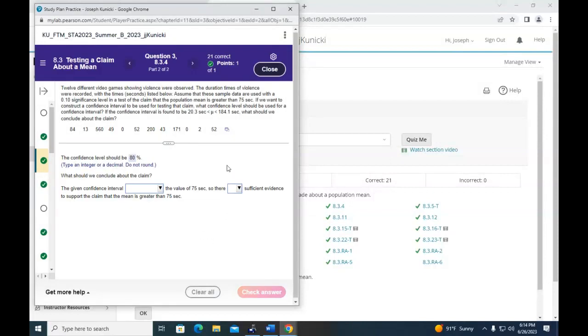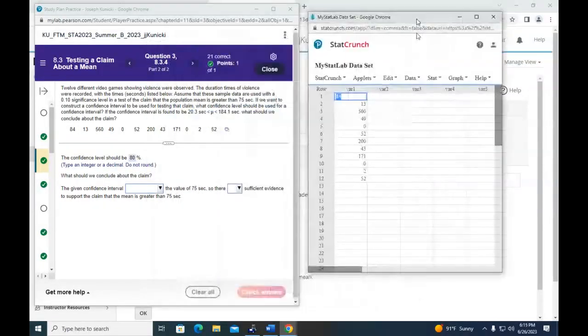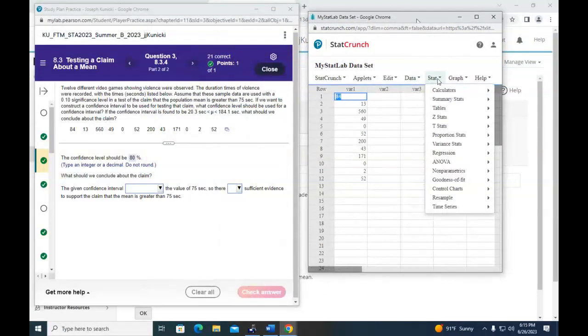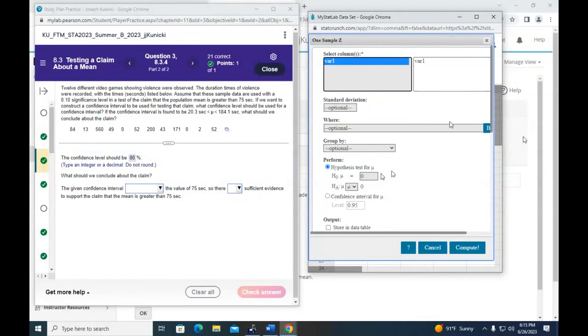What do we conclude about the claim? Okay, so for this one, we'll watch. I do open StatCrunch. It's means, so I do Stat, T Stat, because there's no mention of sigma. Well, let me finish what I'm doing here. So it's T Stat. One sample with data. All right, so variable one's the data. And mu 75 is mu naught, and it's right tail, greater than.